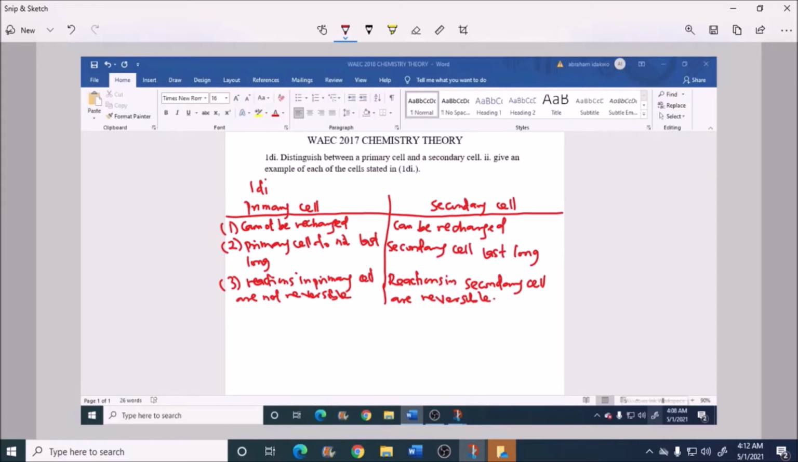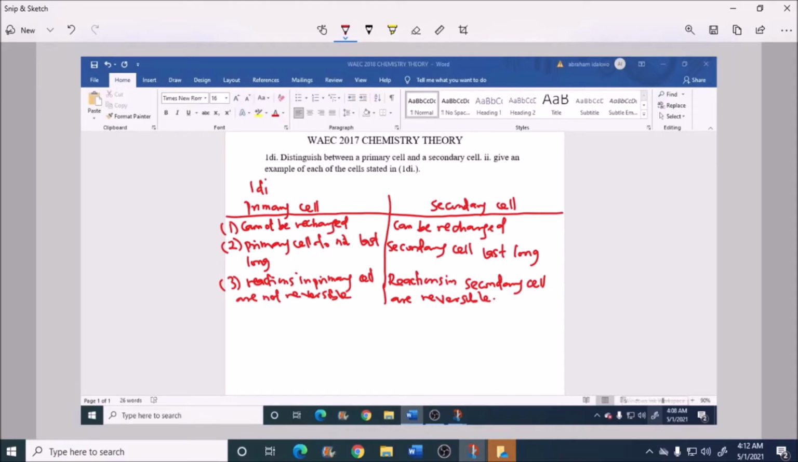That is, number 1, primary cell cannot be recharged, while secondary cell can be recharged. Primary cell do not last long, while secondary cell last long. Then reactions in primary cell are not reversible, while reactions in secondary cells are reversible. So these are the 3 distinctions between primary and secondary cells.